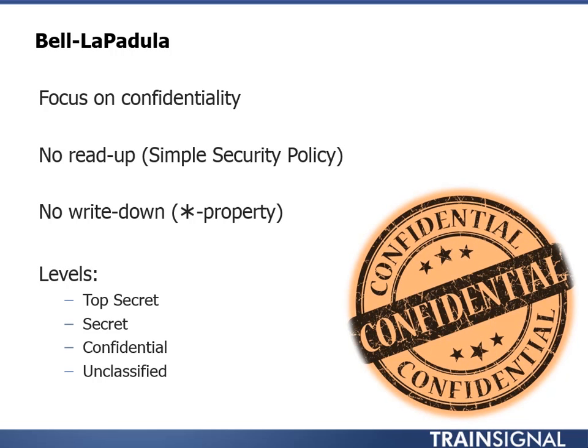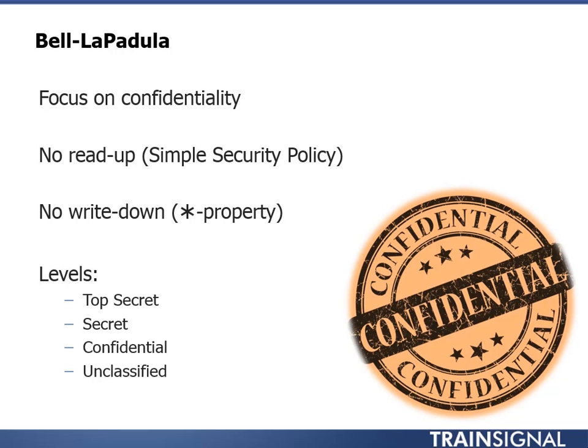Imagine that you're an employee with the secret clearance level. The no read up policy means that you could read documents at the secret clearance level and at the confidential and unclassified levels, because those are below your level. But because it says no read up, you couldn't read top secret documents. No write down means that you could write documents at the secret or even the top secret level. You would be able to write a document at the top secret level but not read it. But you could not write a confidential or unclassified document.